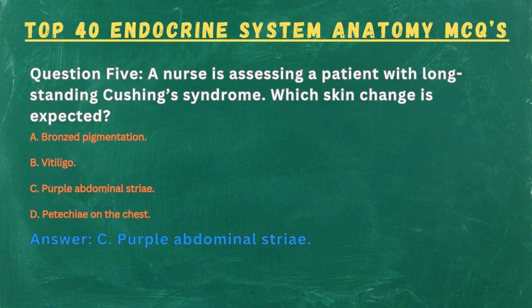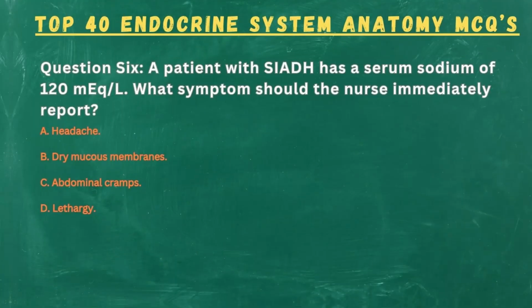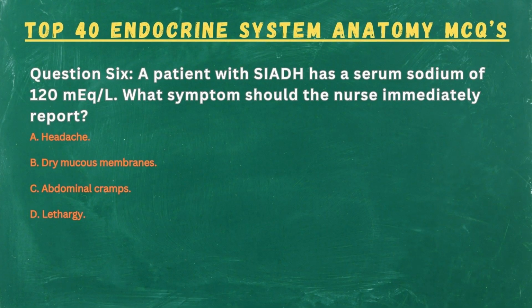Answer: C. Purple abdominal striae. Question 6. A patient with SIAD has a serum sodium of 120 milliequivalents per liter. What symptom should the nurse immediately report? A. Headache. B. Dry mucous membranes. C. Abdominal cramps. D. Lethargy.